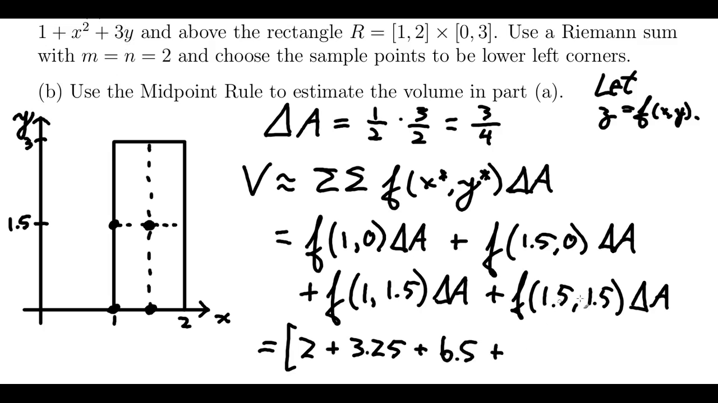And finally, we have the 1.5, 1.5. So let's see, what do we have here? That was a 2.25, plus 1 is 3.25, plus 4.5 sounds like a 7.75. 7.5.